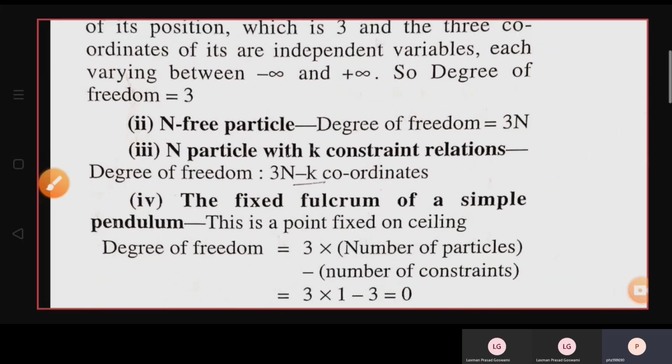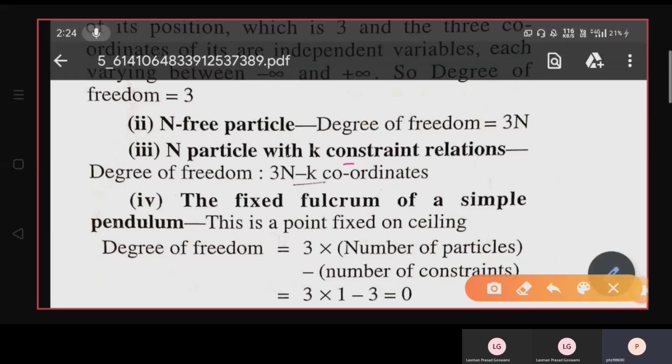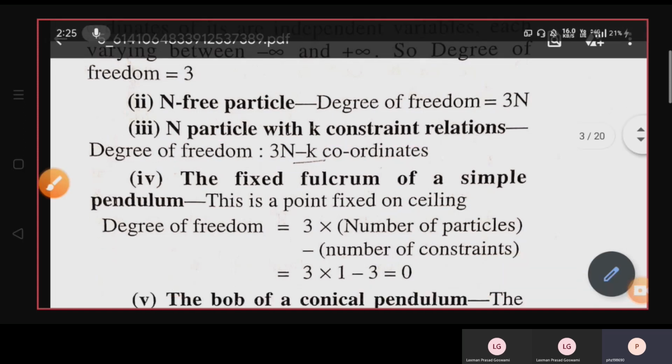Now suppose these n particles are not free. You are imposing, or they are experiencing, some constraint. Constraint means a restriction on their motion, and these are called constraints. We will also look at constraints in some other question. So for k constraint relations, if there are n particles, the degrees of freedom will be 3n minus k coordinates.